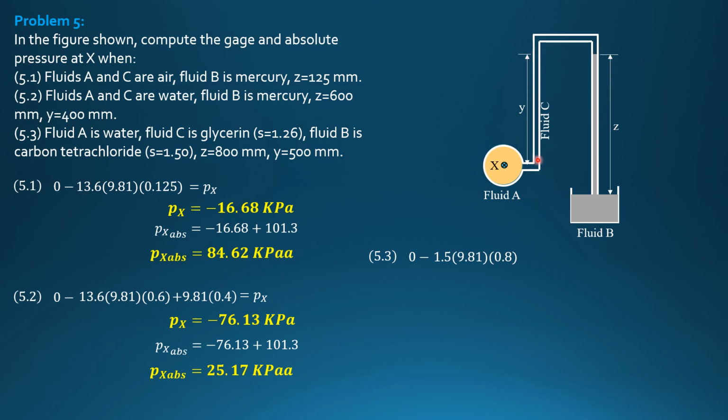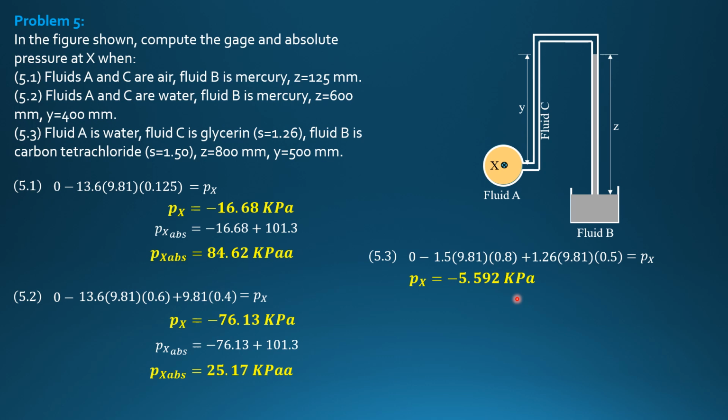So plus specific weight of glycerin, 1.26 times 9.81 times 0.5. Y is 0.5, then equals pressure at X. So the pressure at X is equal to negative 5.592 kilopascals.